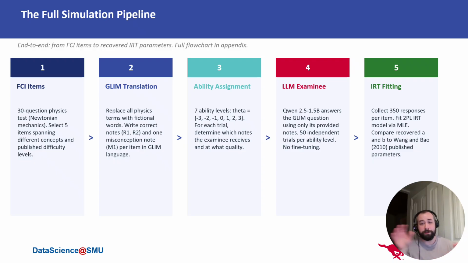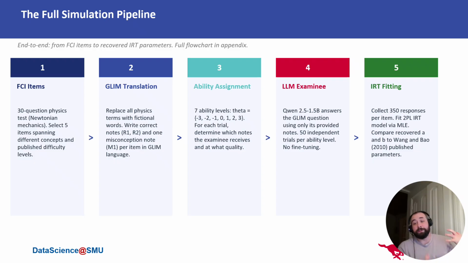Cool. So this is the high level pipeline. We'll go through it really quickly, and then we'll dive a little deeper into each of these sections a little later. Basically, we have the FCI, which is a test that's really well studied. Lots of students have taken it, and people have created IRT scores for this test, so we can measure ourselves against real students. Basically, it's a physics test. I only selected 5 of these questions just to limit the compute and time that it takes, but I did spread them across the different concepts that are in the test.